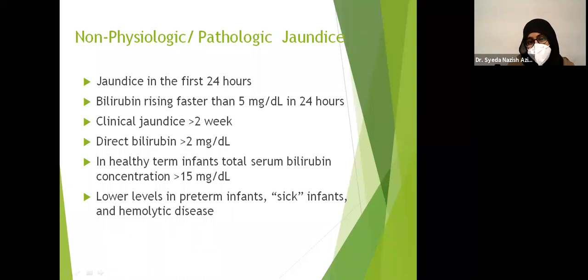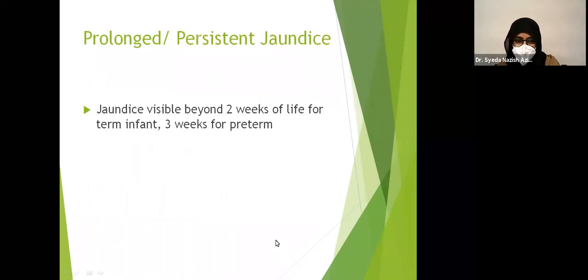Anytime a neonate has rapidly rising levels of total serum bilirubin, which we define as more than 5 milligram per deciliter in a duration of 24 hours. Anytime a neonate has a direct bilirubin component of more than 2 milligram per deciliter of the total, that is considered in the pathologic category. Or if the total serum bilirubin is more than 15 milligram per deciliter.